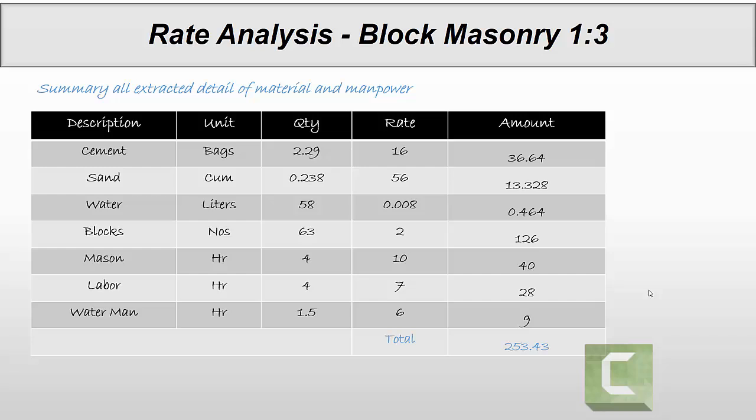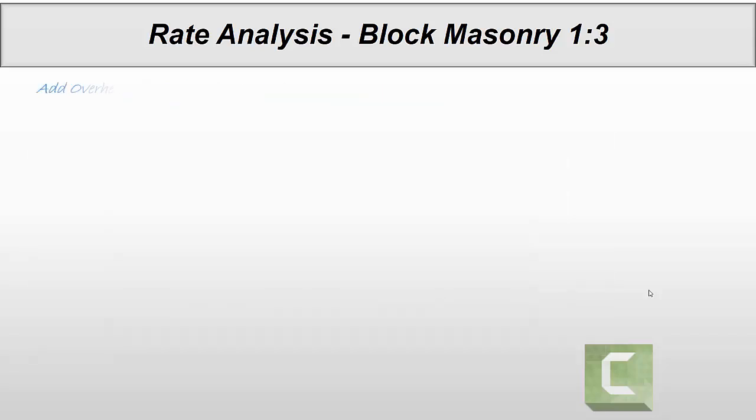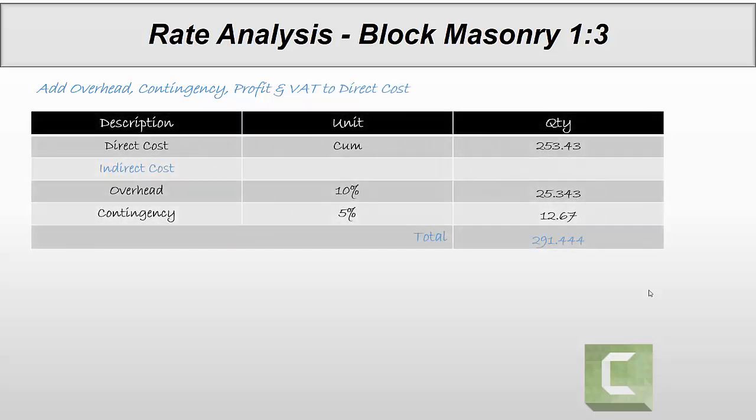We need overhead as well on 253.43. Now we will add overheads, contingency, and then profit margin and taxes. Direct cost is 253, for overhead 10% and contingency 5%. So the total cost is now 293.444 riyals.